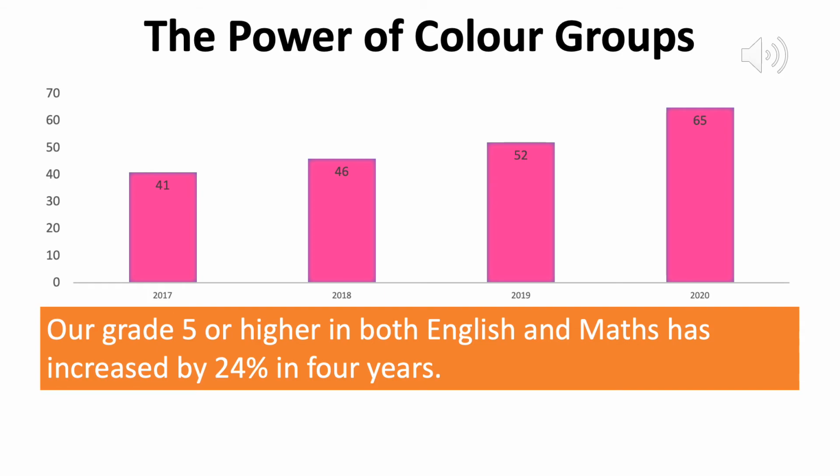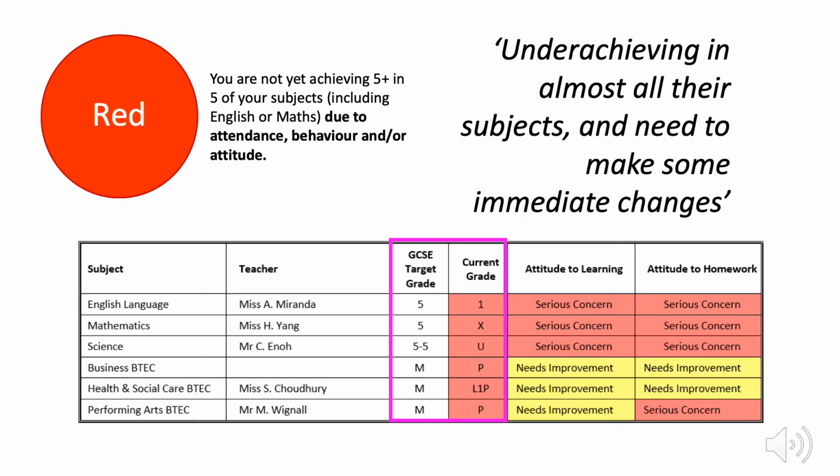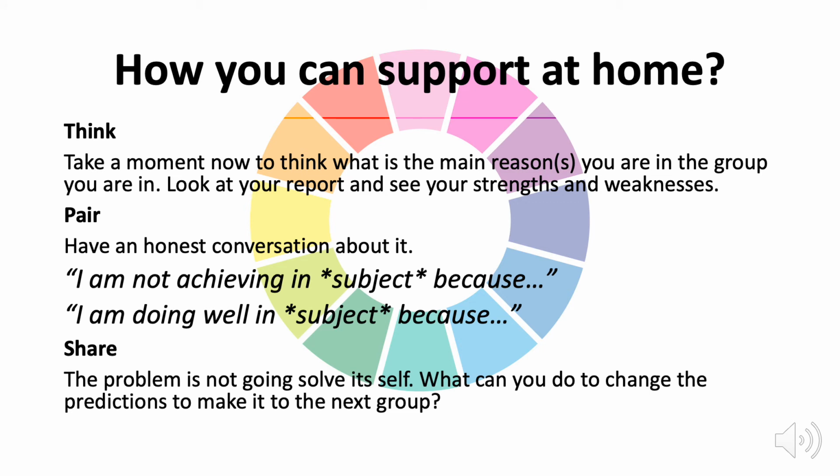So your child is in the red group. This is a problem. This means they're not yet achieving a grade 5 or higher in English and Maths and 3 more of their subjects. This is often due to attendance, behaviour and attitude to learning or homework. They're underachieving in almost all of their subjects, if not all, and they need to make some immediate changes starting today. So how can you best support at home?